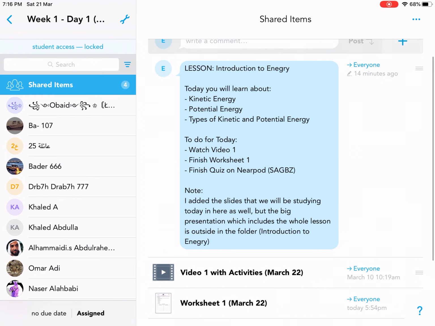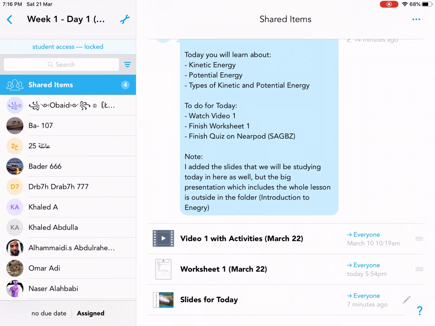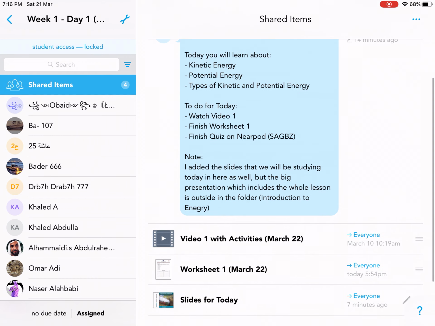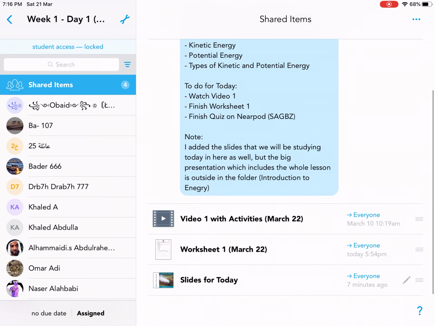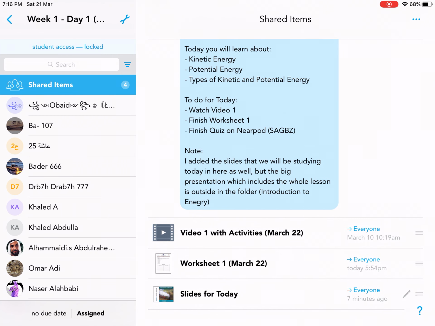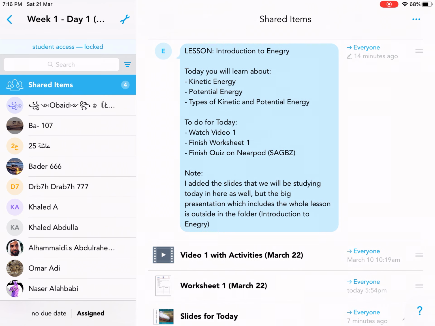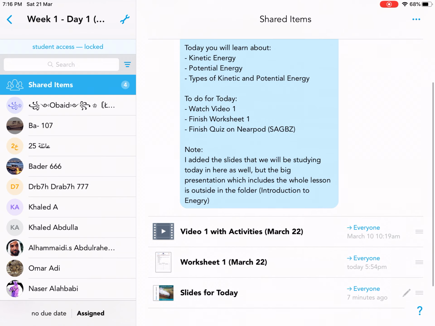For example, you're going to be learning about what kinetic energy is, what potential energy is, and what the types of kinetic and potential energy are. Today you're going to watch video 1, which is what you're doing right now, and then finish worksheet 1. It's over here, and after you finish that, you're going to do a quiz on Nearpod, and this is the Nearpod code. You're going to be doing exactly the same thing every day, but with a different video, worksheet, and quiz.